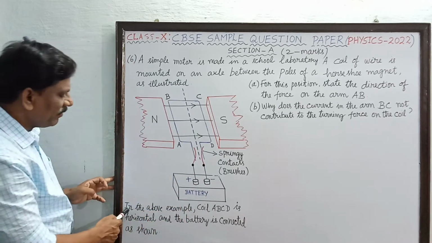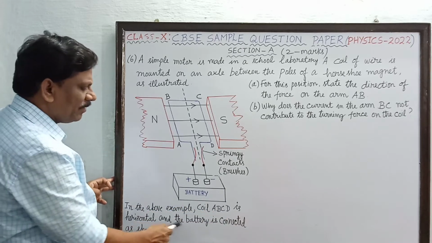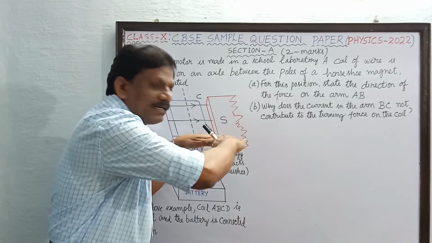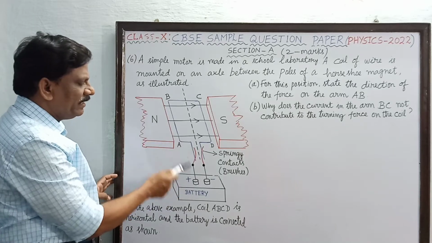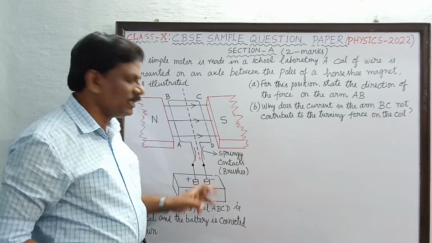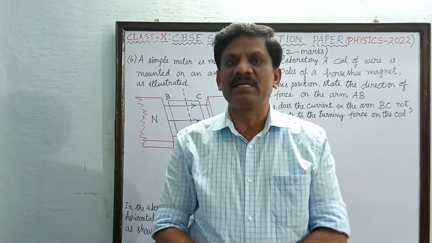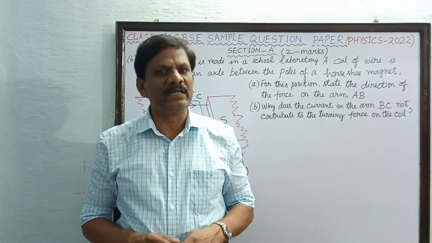Below this, they have given in the example that coil ABCD is horizontal and the battery is connected as shown, so that the coil is horizontal. The battery is connected such that the end A is connected to the positive and the end D is connected to the negative. Now you tell me in which direction the conventional current will flow. You are all very thorough in the regular class, is it not?